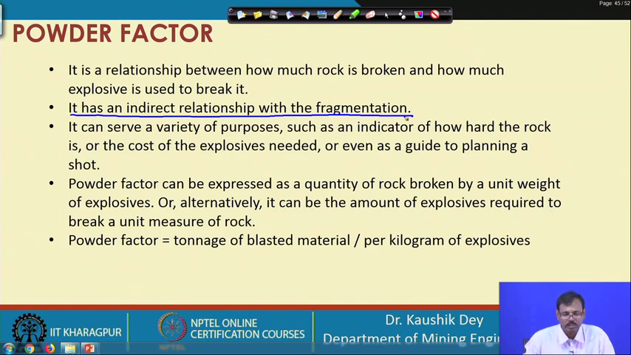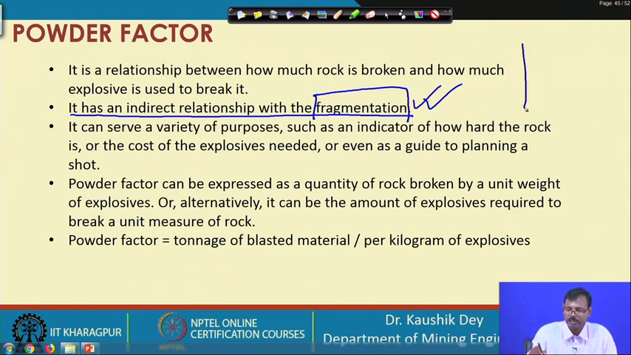So, if we are using less explosive, then the fragmentation achieved is coarser, and that is why we may get a different powder factor, which deviates us from our target. This powder factor, specific charge or charge factor, these terms are important only when the fragmentation achieved is satisfactory.